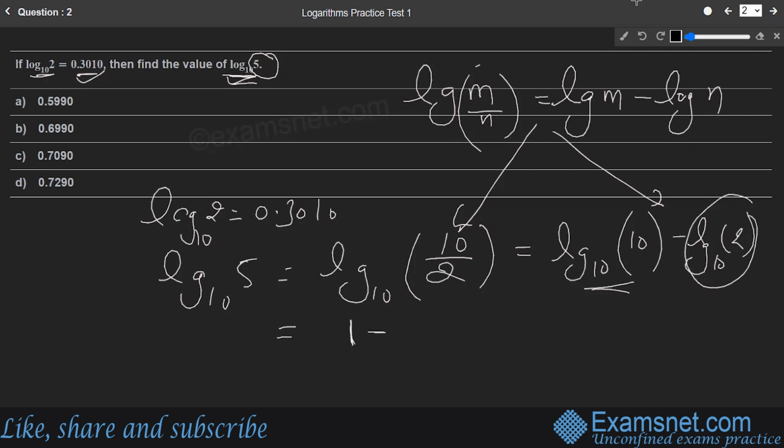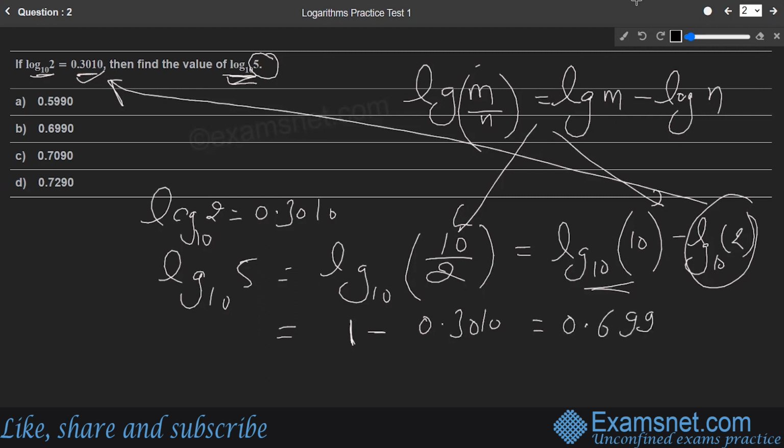The log 2 value has been given in the question itself, that is 0.3010. If we use this, we write down 0.3010, and 1 minus 0.3010, if we solve, comes out to be 0.6990. So that should be the right answer. 0.6990, which is available in option B, becomes the right answer for us.